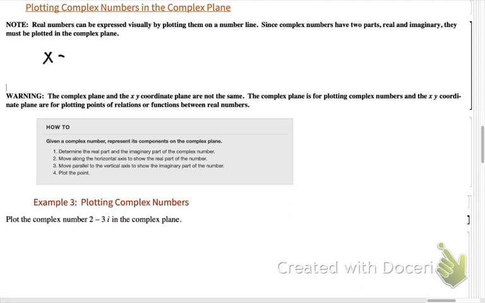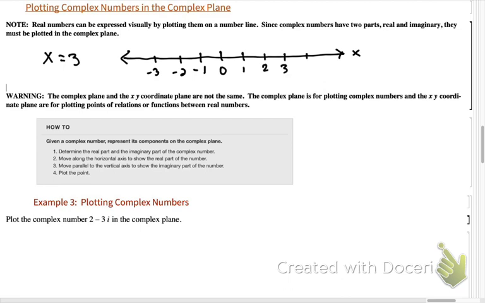So, if I had the number x equals 3, okay, that's a real number. We can visualize the x-axis as a number line, and maybe we'll put 0 in the middle. We have negative 1, negative 2, negative 3 going to the left. We have 1, 2, 3, 4 going to the right. But I can easily visualize x equals 3 on that number line at the location of 3.